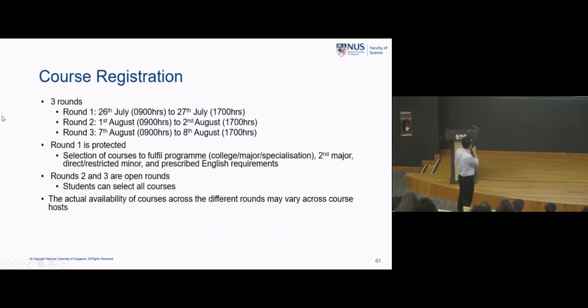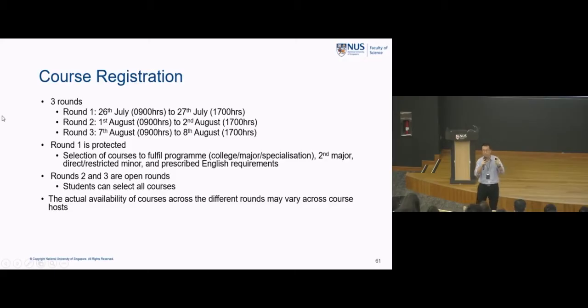Okay, so 3 rounds, as I mentioned. Round 1, round 2, round 3. What's the difference? Round 1 is what we call protected round. Protected round means you must, in this round, be only choosing courses that fulfill program, second major, restricted, unrestricted minors, and so on and so forth. So these are really what we call the must-haves.